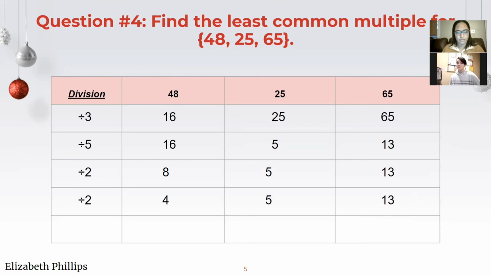Our 4 can still technically be broken down, so we're going to divide by 2 one more time, and we're going to have 2, 5, and 13. Those will be our least common multiples.